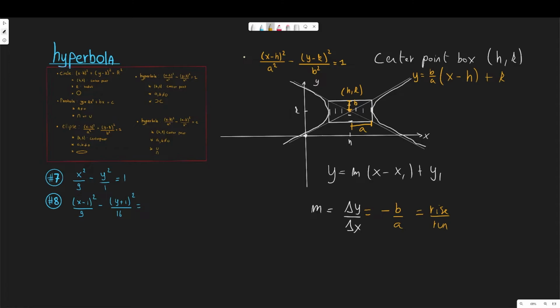So then, just as before, the equation of our straight line going downwards will be y is equal to negative b over a times x minus h plus k, and that will be the asymptote going downwards. And this will be everything you need to know about sketching a hyperbola of this form.